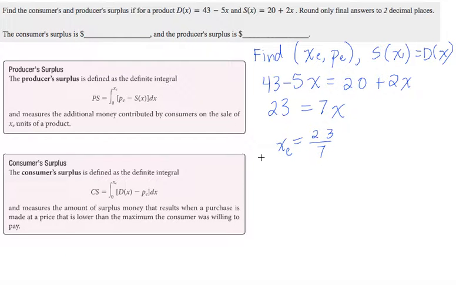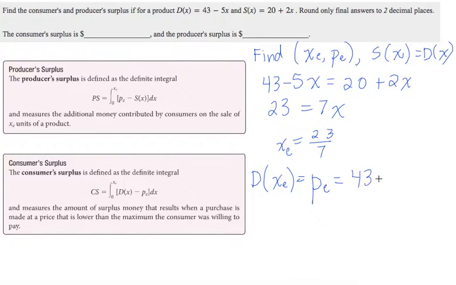Now, in reality, it would have to be a whole number because that's a number of items you're selling. But since these are approximations, we're going to lose accuracy if we round now. So let's keep it just like that for now, and go ahead and find PE, which is the price at which you're selling this many items. So we can plug into either S or D, it doesn't matter, to find the equilibrium price. So plugging in, I'm going to plug into D.